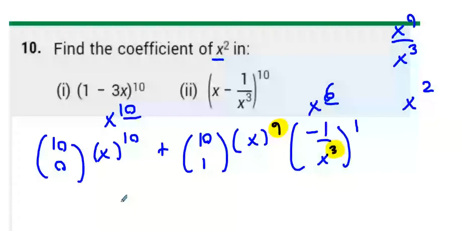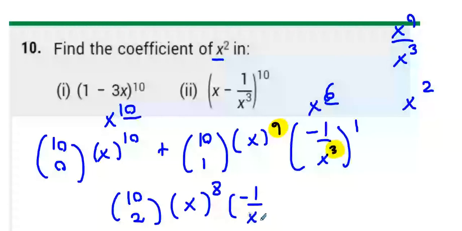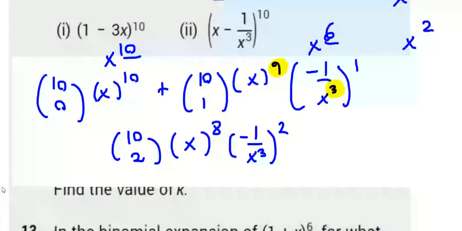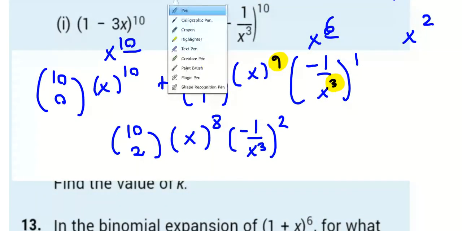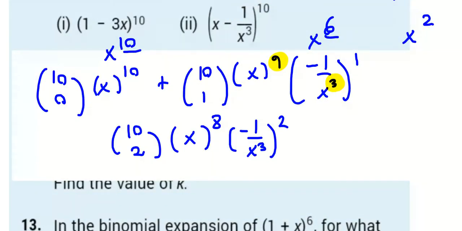So here's what you're going to have: 10c2. You're going to have x to the power of 8. You're going to have minus 1 over x cubed to the power of 2. Now, power 2 also means squared. Did not already know that. No.